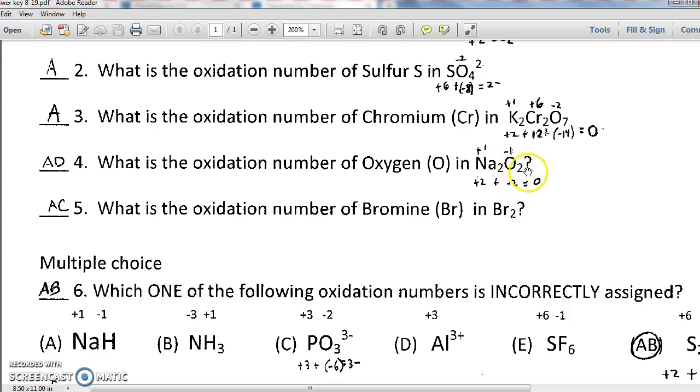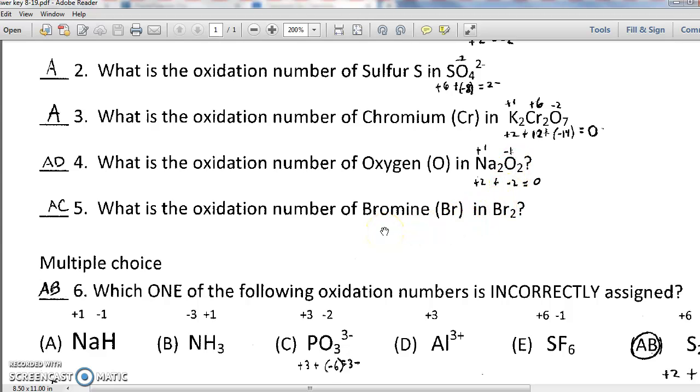Or we can work the whole thing out. Again, it's not oxygen at -2, so we're going to have to assign sodium its +1. Sodium always gets its +1. We have 2 sodiums at +1, they're +2. Overall, Na2O2 is neutral. So what do we have to add to +2 to get 0? The answer is -2. So we have 2 oxygen atoms adding up to an oxidation number of -2. That means each of them are -1, as we already know.